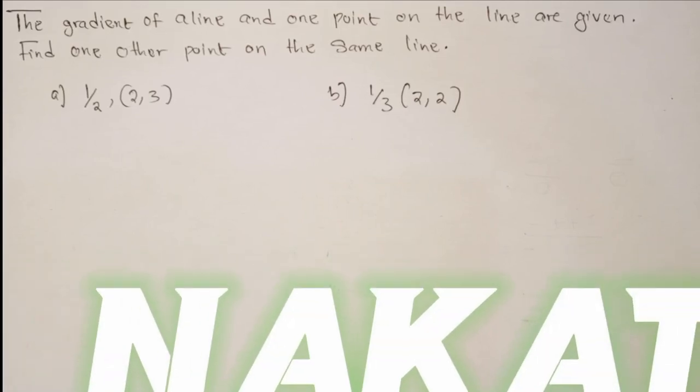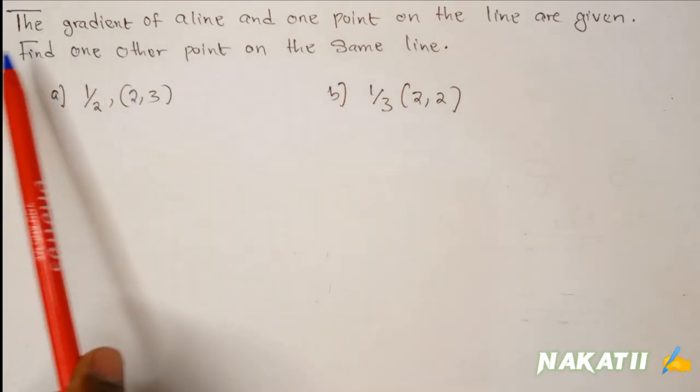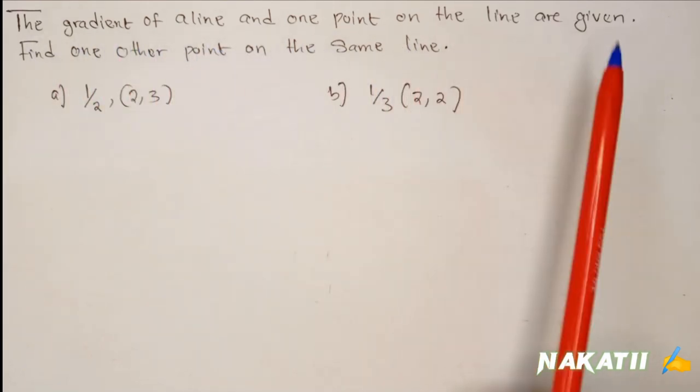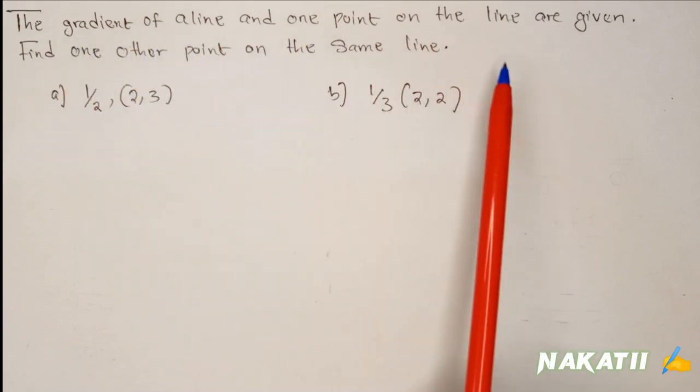Hello and welcome back. So we have a question here. Actually, there are two questions. We have been told that the gradient of a line and one point on the line are given. Find one other point on the same line.